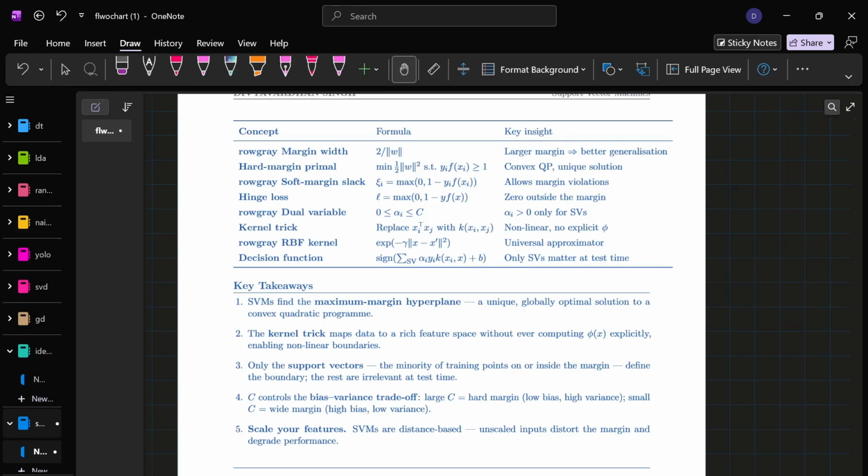So now moving forward is a quick summary. What we have done is we have covered SVM from basic to medium level and got an intuition about it.